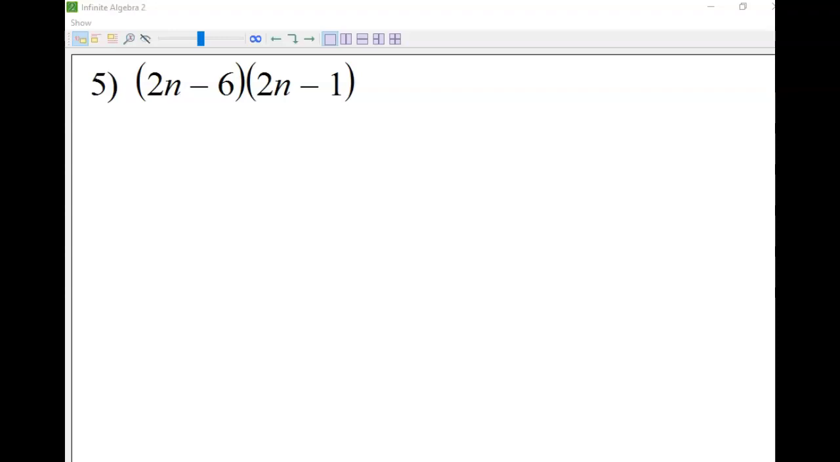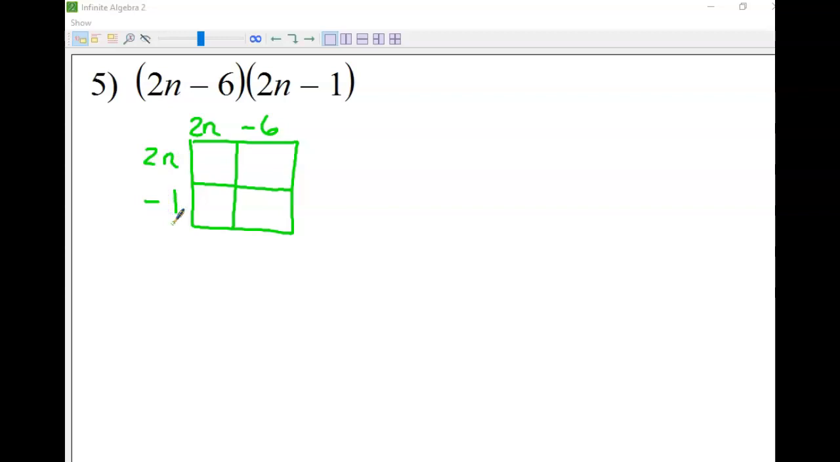When you're multiplying binomials, you guys, you have to use FOIL or box method, whatever you're comfortable with. I like the box myself. So 2n times 2, and when you multiply the coefficients, I get 4, and n times n is n squared. Now that's multiplication. That's different than what we were doing before, which was adding. 2n times negative 6 is negative 12n. Negative 1 times 2 is negative 2n. And negative 1 times negative 6 is a positive 6.